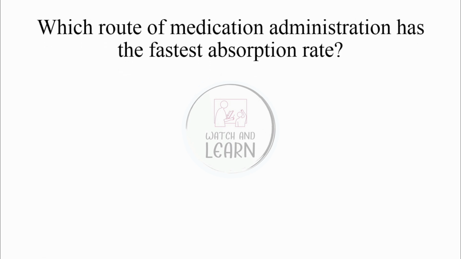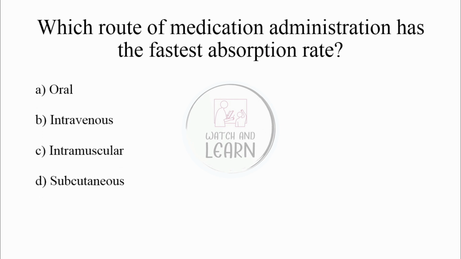Which route of medication administration has the fastest absorption rate? Options are option A, oral, option B, intravenous, option C, intramuscular, option D, subcutaneous. The right answer is answer B, intravenous.